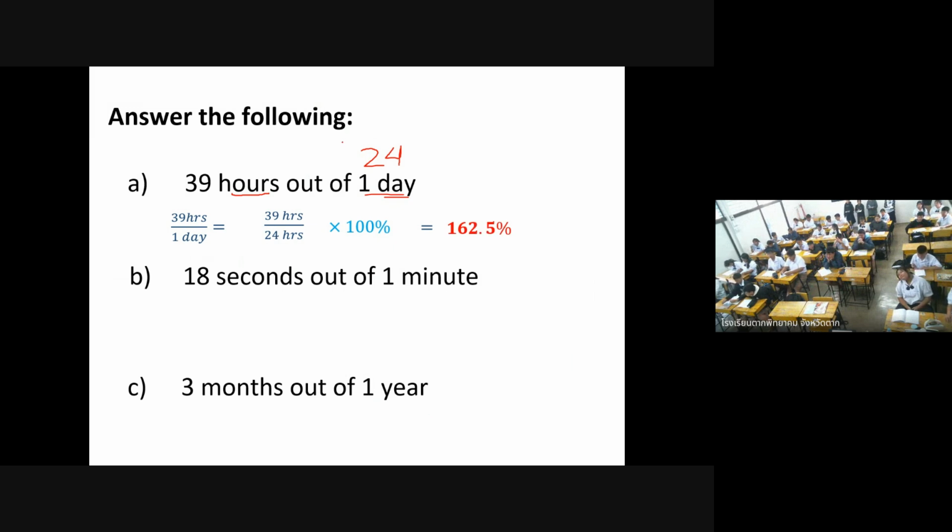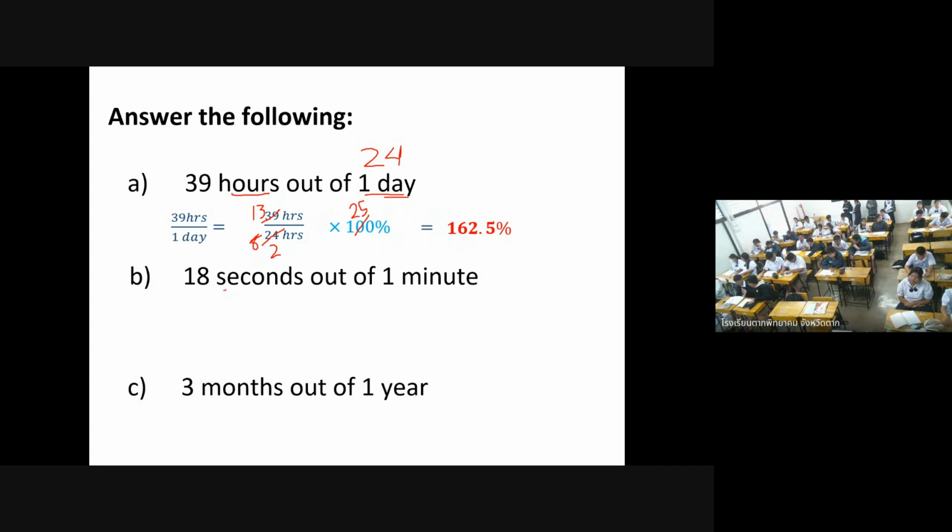39 over 24, and we can divide both by 3. This will become 13 over 8. Then 8 and 100 can be divided by 4. This will become 25, and this will become 2. Everyone, 13 times 25 is what? 325 divided by 2 is 162.5%. Okay, next.